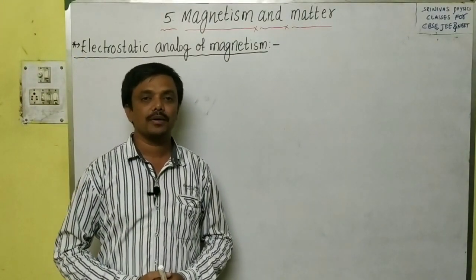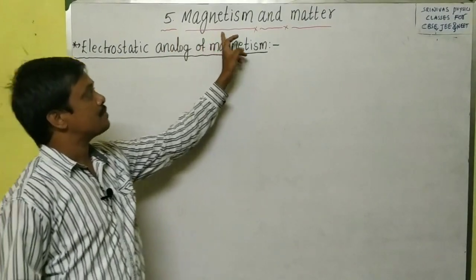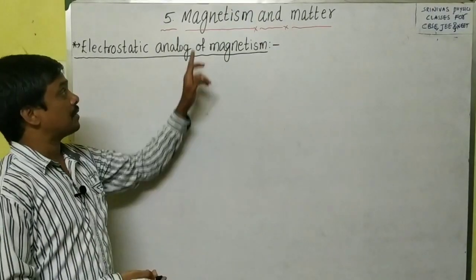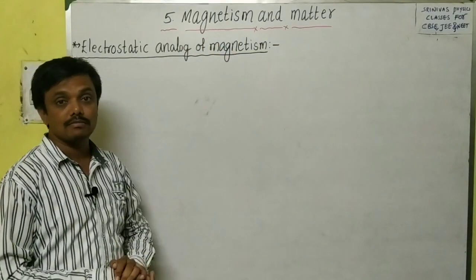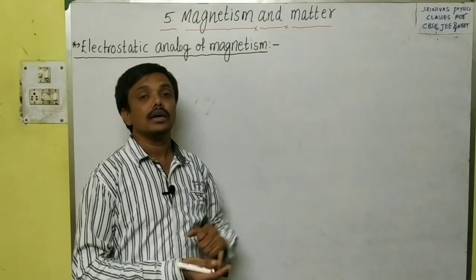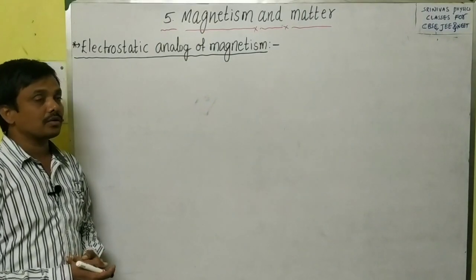Now today I am going to start the next chapter, that is the fifth chapter. Its name is Magnetism and Matter. In this chapter we are going to discuss magnetism and its properties, magnets and their properties, and which matter will behave as a magnet. All those things we are going to discuss.